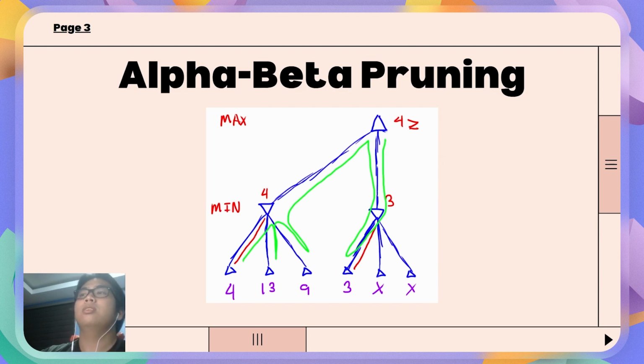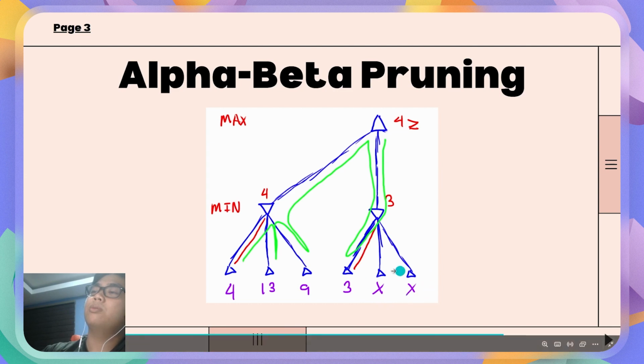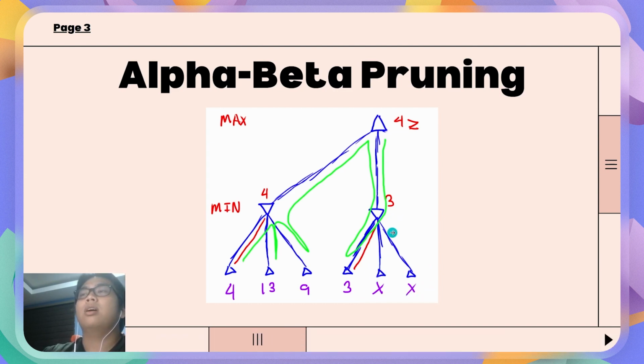So therefore, these two nodes that are connected to the second node in the second layer are pruned because player 1 will never choose that specific node. Okay?